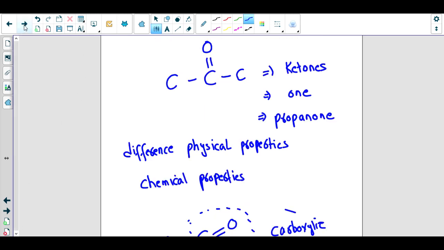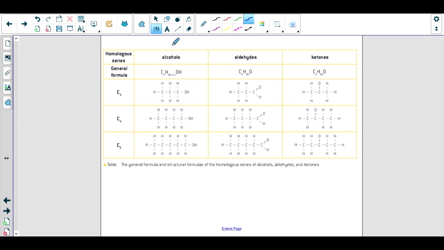Let me show you some examples here. See, this is alcohol, this is aldehyde, and this is ketone. These are their general formulas. So you see in alcohols, you have OH in them. Carbon is bonded with OH. This is 3 carbon, this is 4 carbon, this is 5 carbon. Look at aldehyde. It is double bonded with O and single bonded with H. And for ketones, you have a double bond with O.